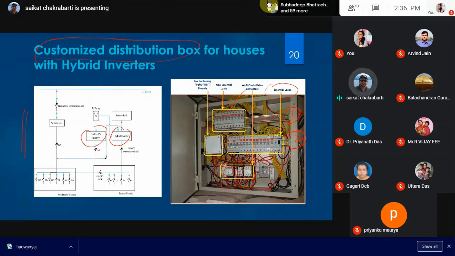The second type of load, usually these are high power loads. High power means you are plugging into those 15 ampere plugs, and the essentials are usually 5 ampere devices. Okay, so these devices, for example, heavy washing machine, large refrigerator, geysers, air conditioners, correct? So these things we are taking as control level loads.